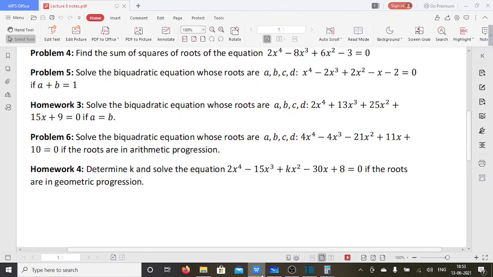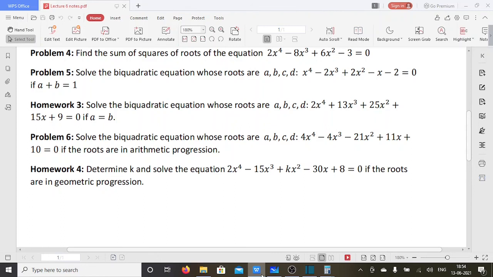There are two more homework problems. Homework 3: Solve the biquadratic equation whose roots are A, B, C, D: 2x raised to 4 plus 13x cube plus 25x square plus 15x plus 9 equal to 0, if A equal to B. First, do it the way we did today's first problem. A plus B plus C plus D is equal to minus 13 by 2, given that A equal to B. So we can substitute B equal to A. So 2A plus C plus D is equal to minus 13 by 2. We start from there. The roots we take are A, C, D.